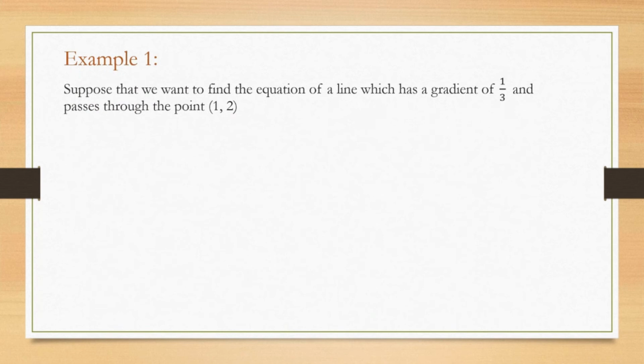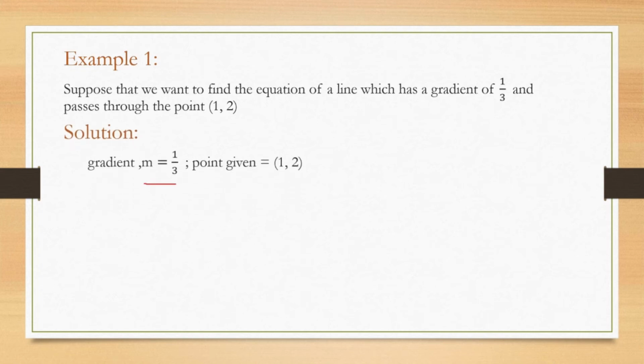Next, let us look at some examples. For the first example, suppose that we want to find the equation of a line which has a gradient of 1/3 and passes through the point (1, 2). In this example, the gradient is given and the point which the line passes through is given. You can label it as (x, y).